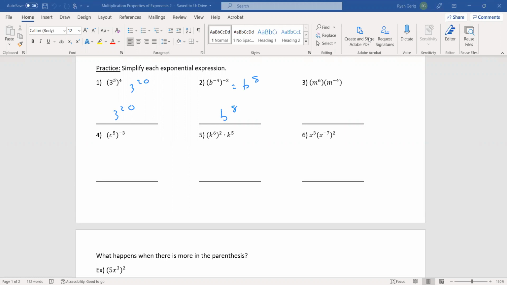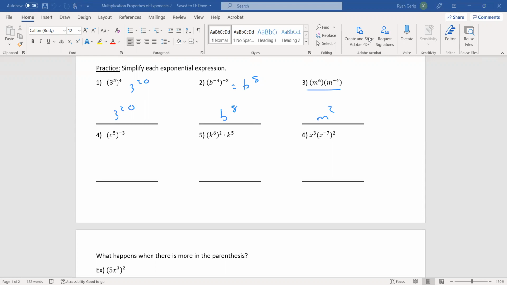There it is. Number 3, a lot of people think negative 24 here. Careful. This is an old one. I threw it back in to see if you were doing what you were doing. m to the 6th times m to the negative 4th. That's 2 of the same base, but 2 of them, so I add those exponents. 6 plus negative 4 is m to the 2nd.